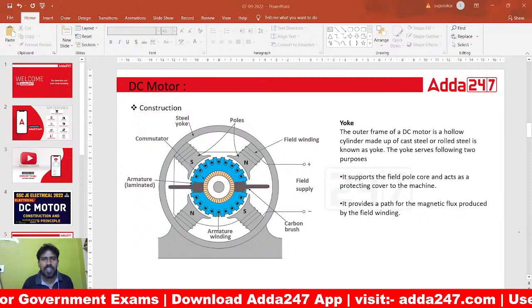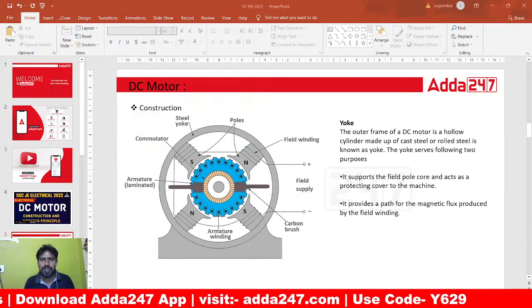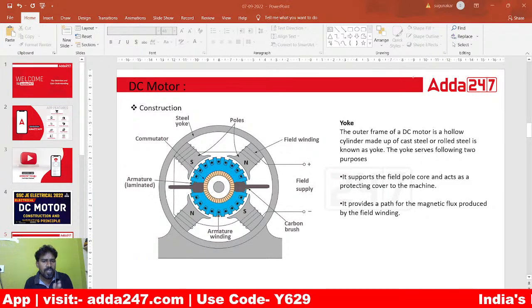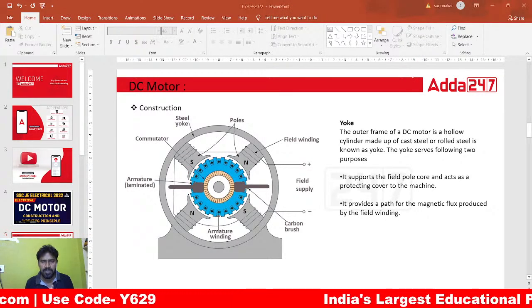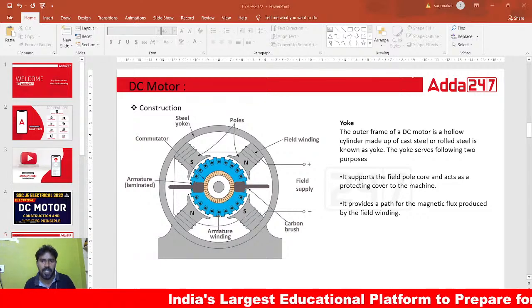Another part is the armature core. What kind of questions are we expecting from this armature core? I already said the armature is a rotating part, and the field is a stationary part.